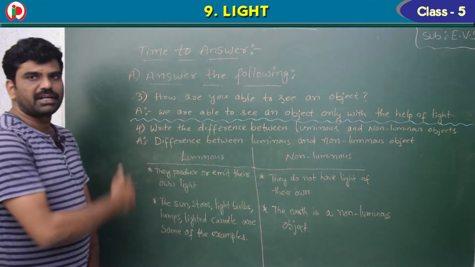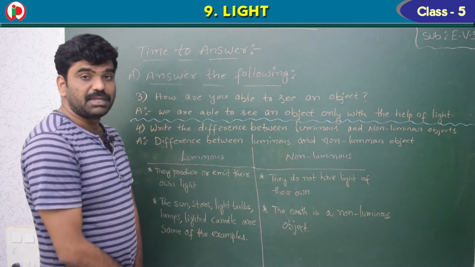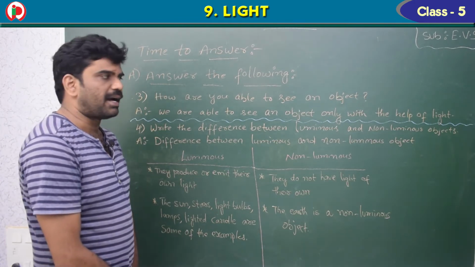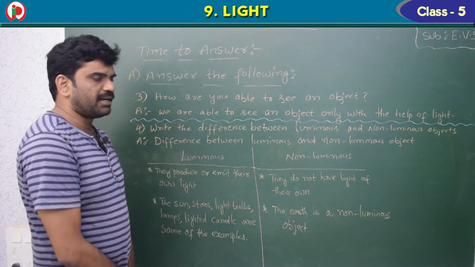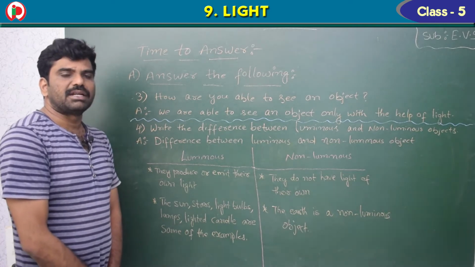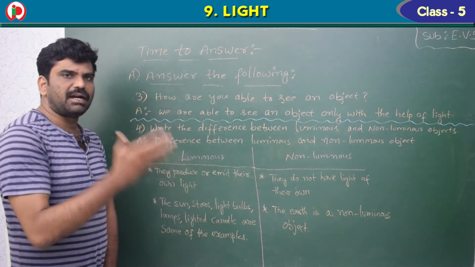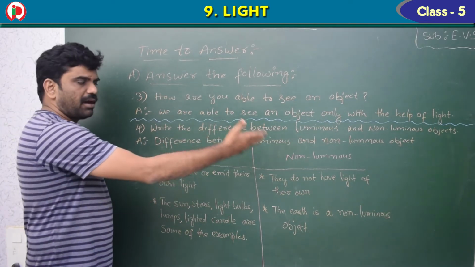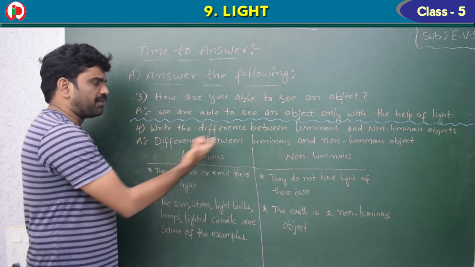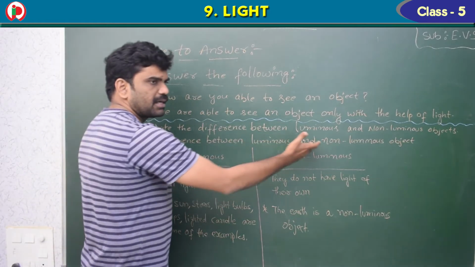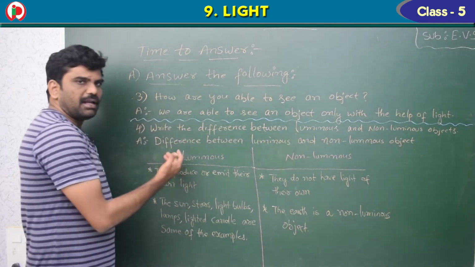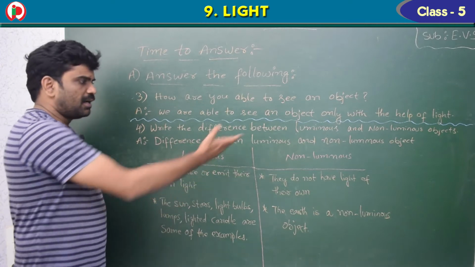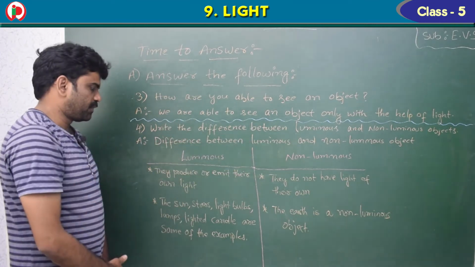Next, fourth question. Write the differences between luminous and non-luminous objects. Now, left hand side luminous, right hand side non-luminous. Differences between luminous and non-luminous objects. LHS, left hand side is luminous, right hand side is non-luminous.